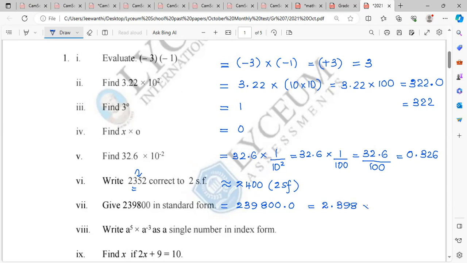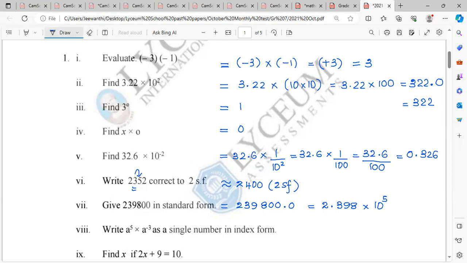2.398. To write this number, how many steps should I come? 1, 2, 3, 4, 5. I should come 5 steps. Therefore, it is 10 to the power 5. And in the exam, you are not showing these arrows, you can do it in your mind. And then how many steps you came? 1, 2, 3, 4, 5. So it is 10 to the power 5.